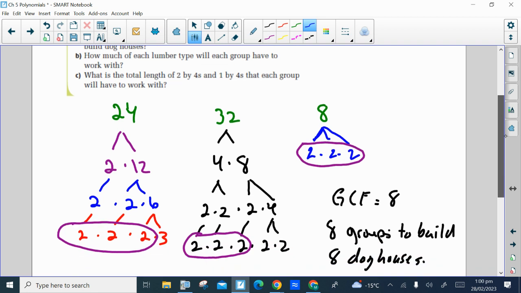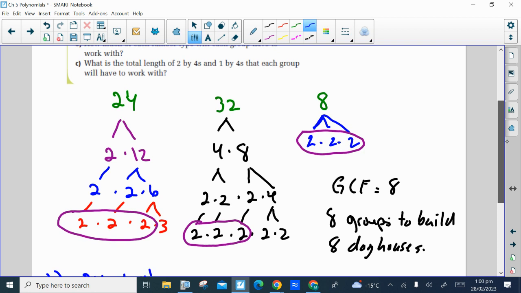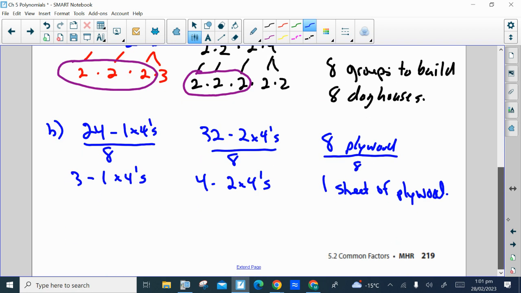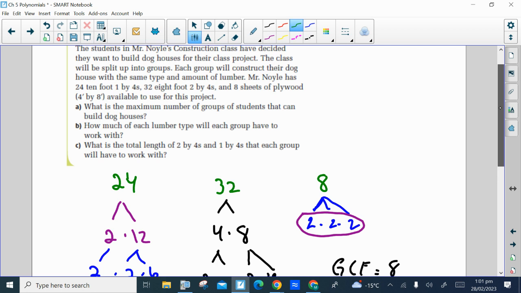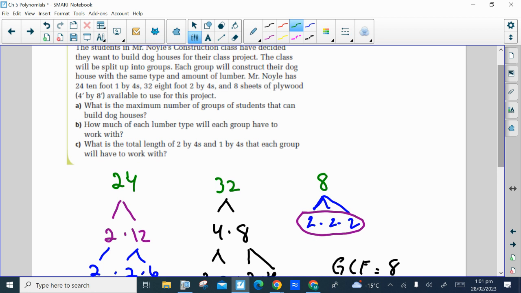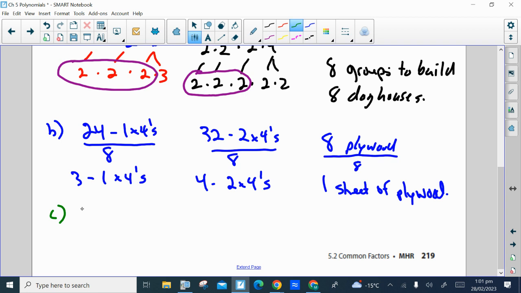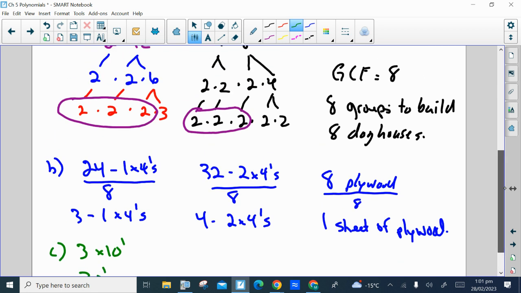And then it says, what is the total length of the 2x4s and 1x4s that each group will have to work with? So this is part C, the total length. Well, those 1x4s, we are told, are 10 foot. There's 24 of them. They're 10 feet long. So each group has 3 of these times 10 feet per piece of lumber. That gives 30 feet of 1x4s that they can use.